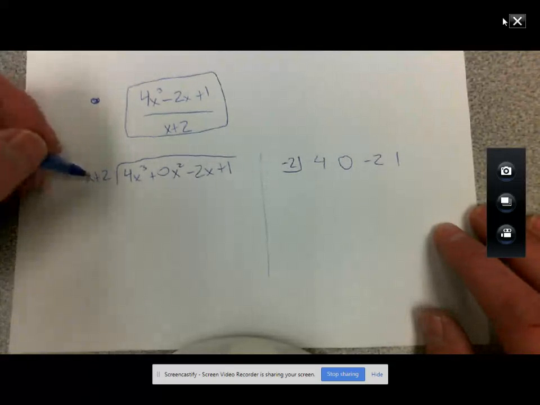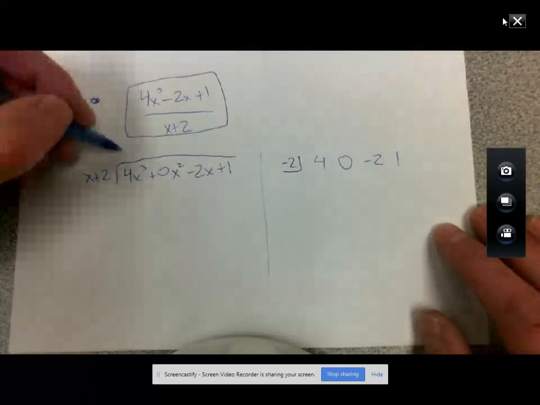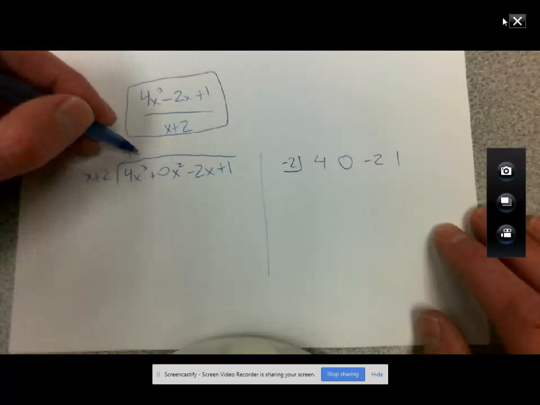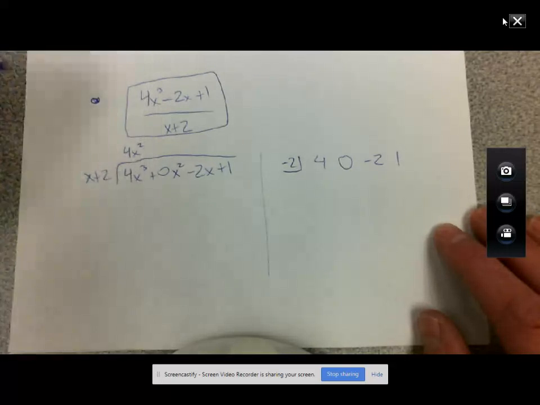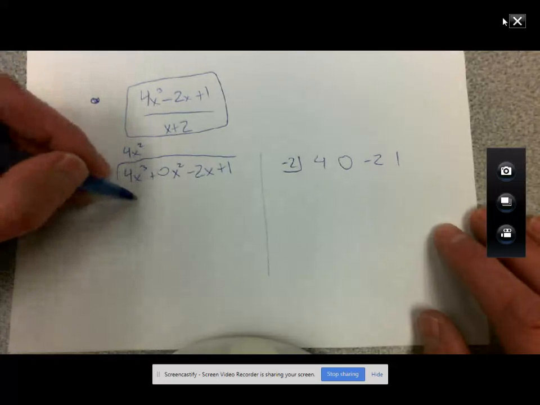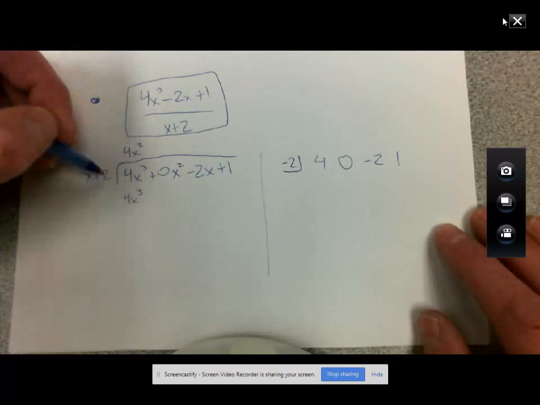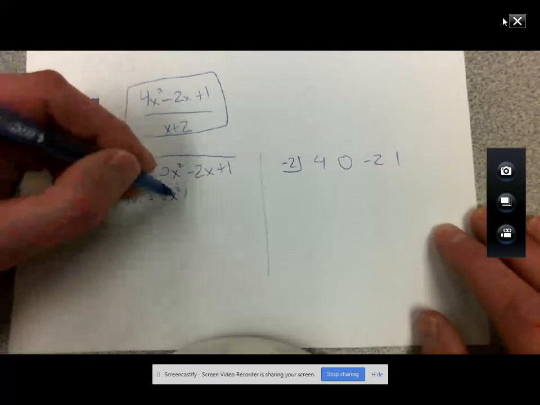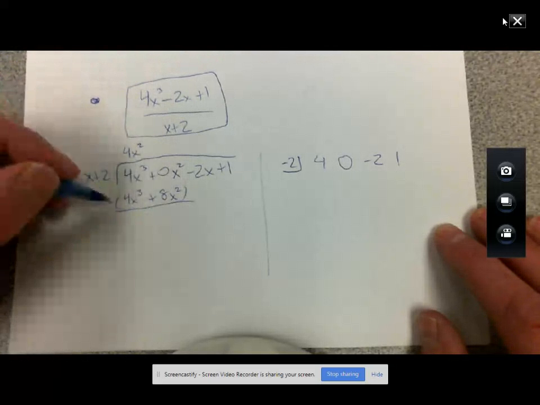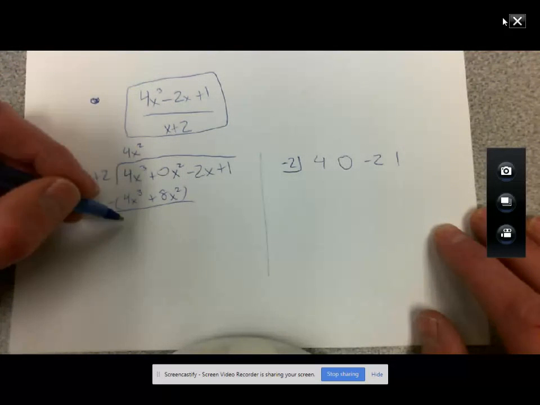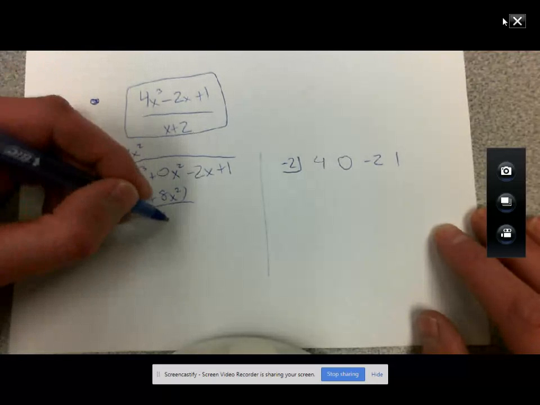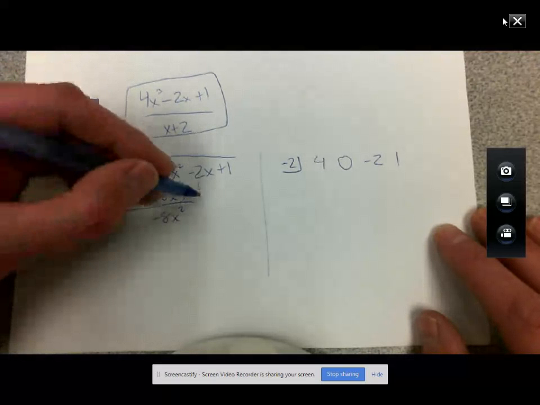All right, so I'm going to divide using the long division method. I need to multiply something times x to get 4x cubed. So if I multiply by 4x squared, 4x squared times x is 4x cubed. And then I have to multiply the 4x squared times 2 to distribute. I get 8x squared. And the x squared should line up here, and the x cubed should line up there. I'm going to subtract. 4x cubed minus 4x cubed is 0. 0x squared minus a positive 8x squared is negative 8x squared.